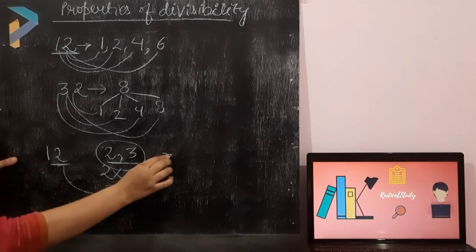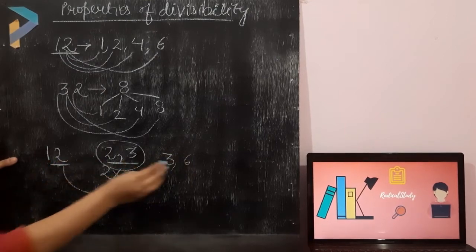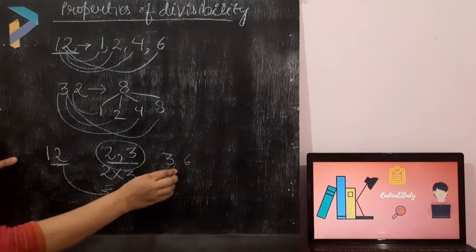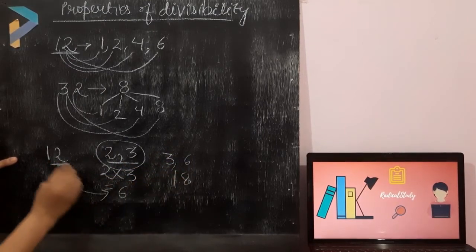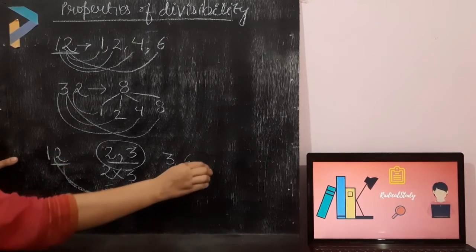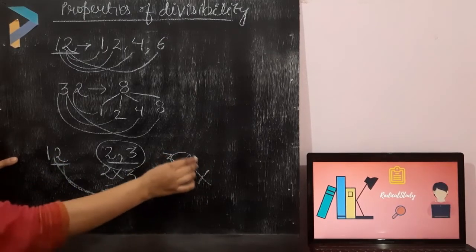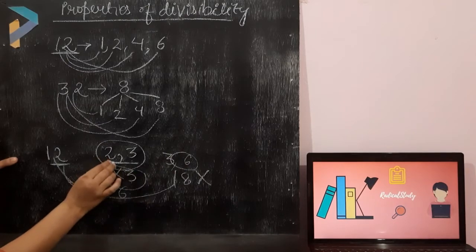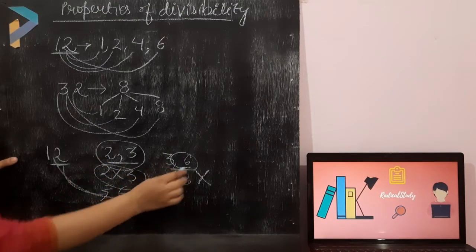If here it was 3 and 6, because 3 and 6 are also divisible by 12, but the product is 18, so is 12 divisible by 18? No. So this property follows only in the case of co-primes, not in the case of composite numbers.